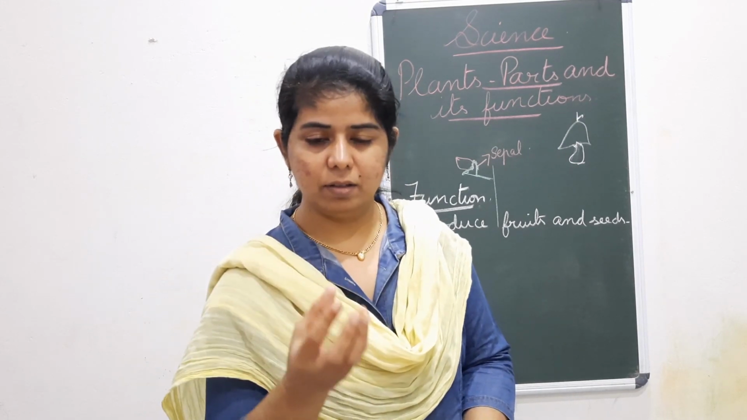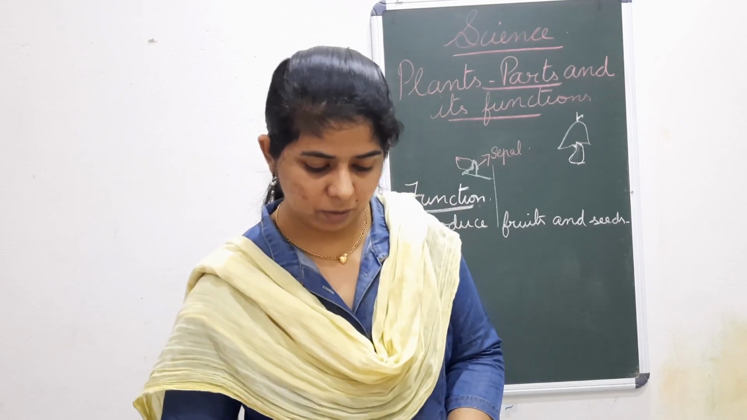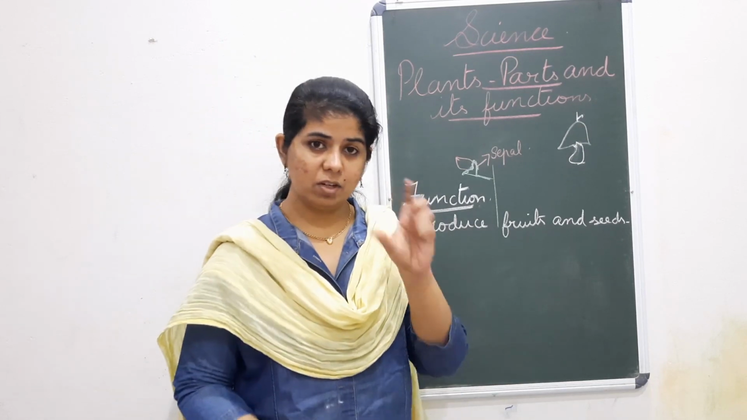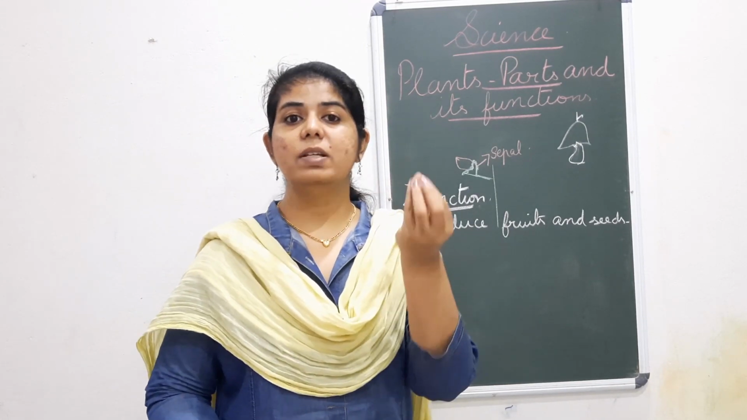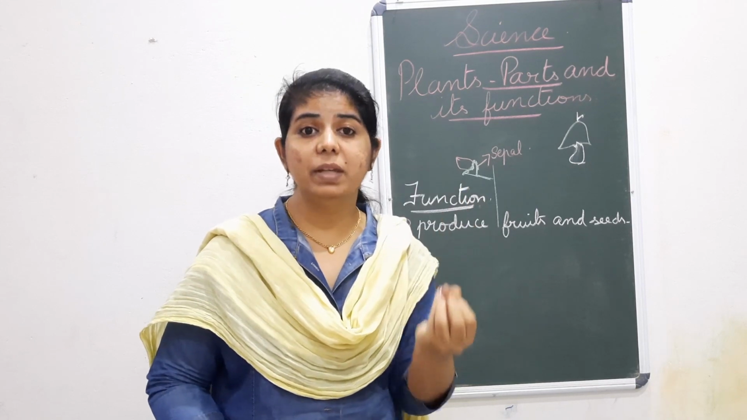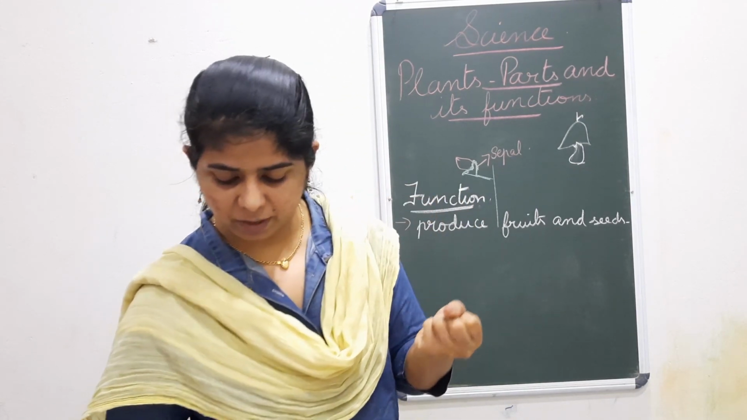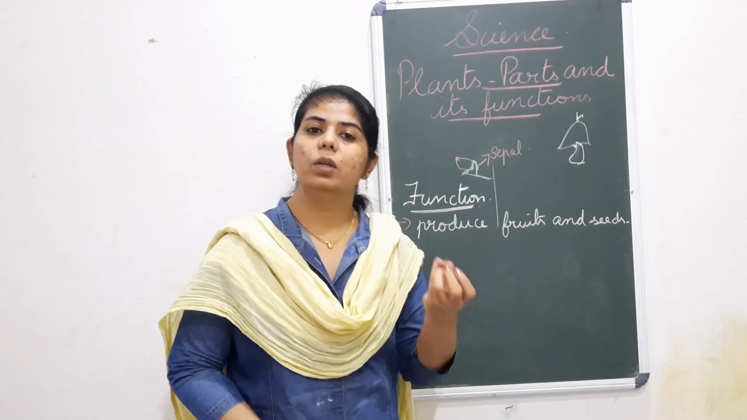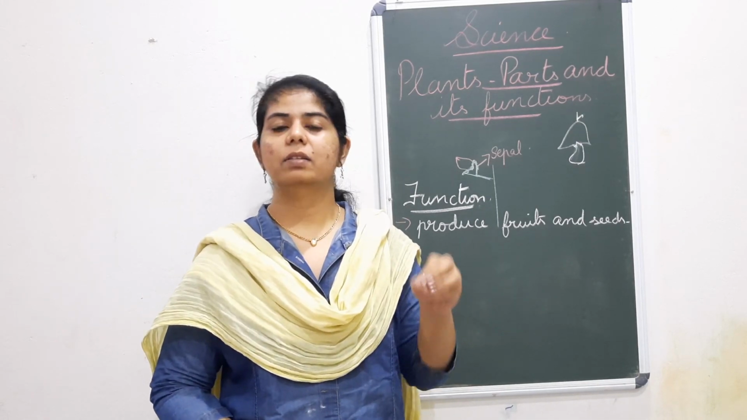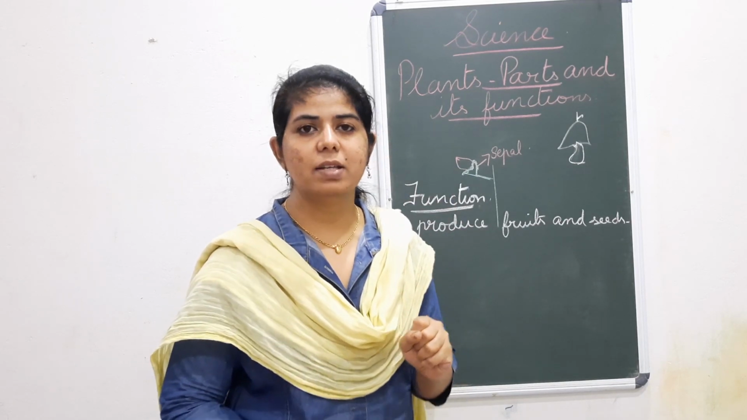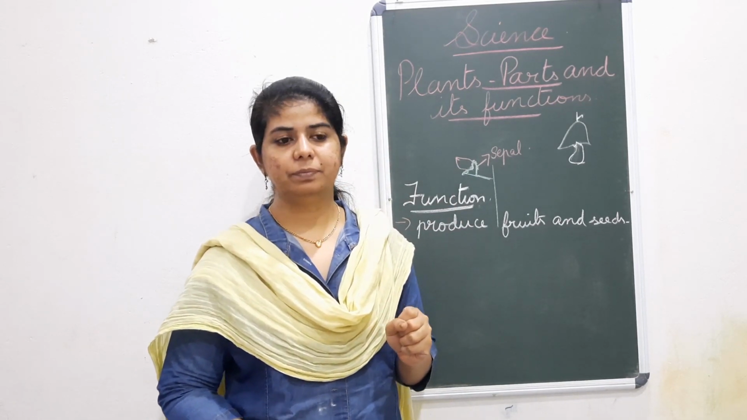How does this plant come out from the seed? That is what we are going to see. So we'll see the structure of a seed and how the seed comes out. Germination. Germination means the process by which a seed grows into a new plant. The seed changes into a new plant. It is known as germination.